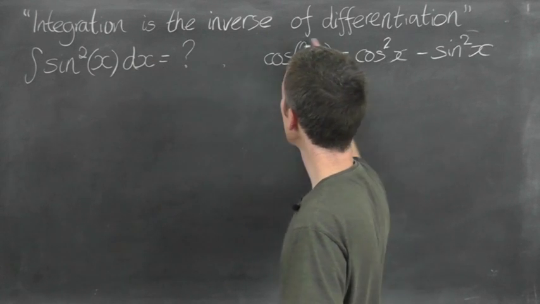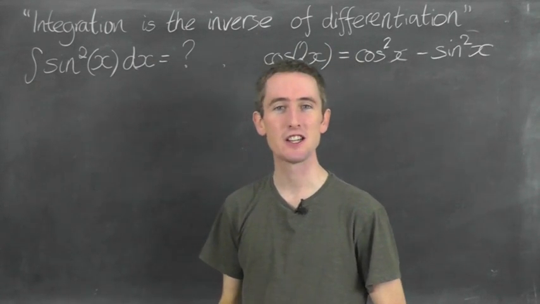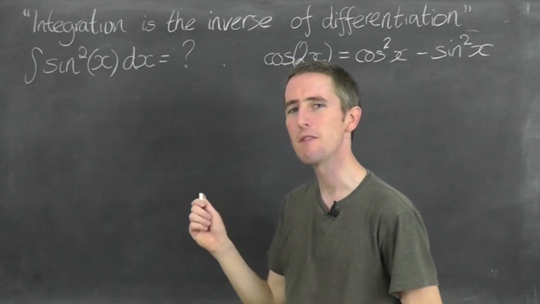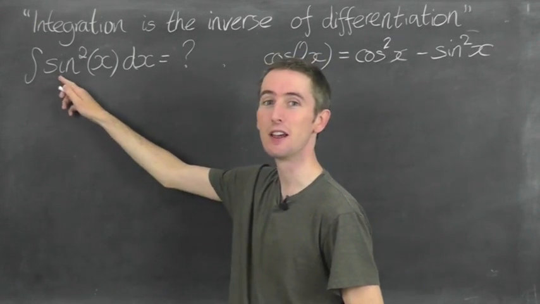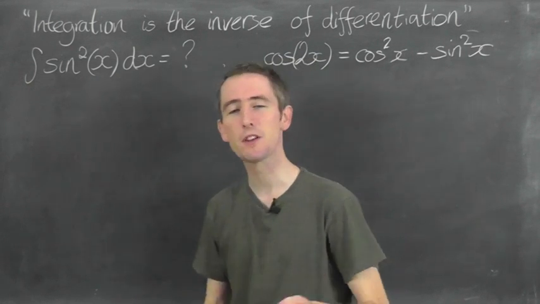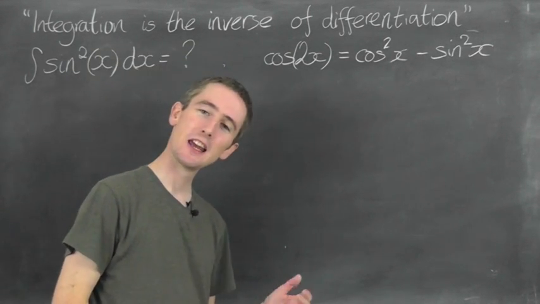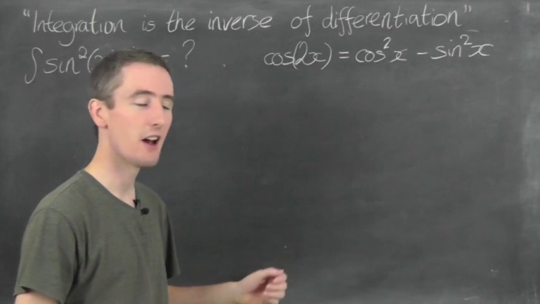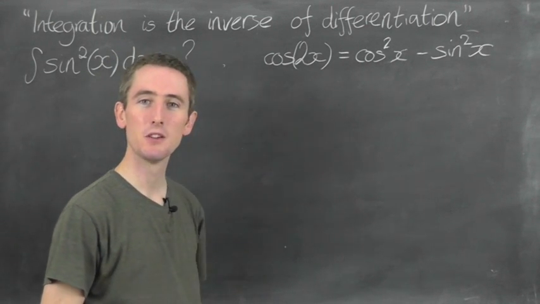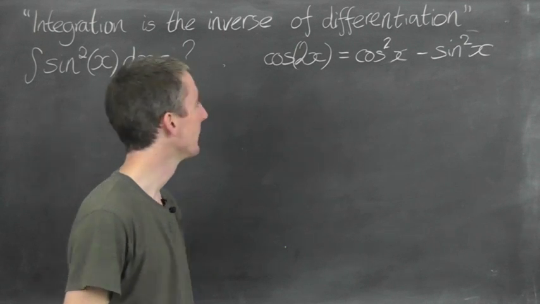Well, using the idea that integration is the inverse of differentiation, we have to find some function whose derivative gives sine squared x. But off the top of my head, I can't think of that function. So fortunately, there is a method for leading us to the right answer. And that method makes use of a double angle formula.